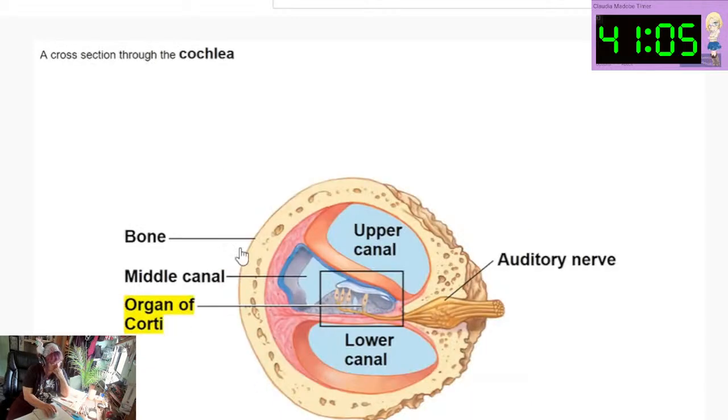All right, so inside of the cochlea we find the organ of Corti, which again is the actual hearing organ. But what we really need to look at is what it's composed of. It's composed of hair cells, which are the mechanoreceptors.